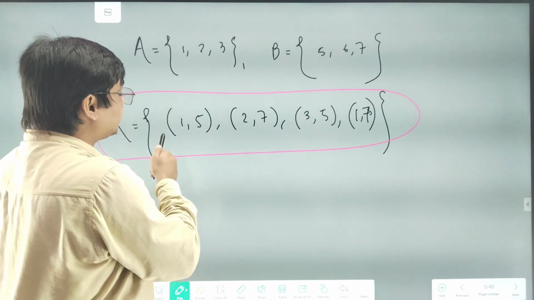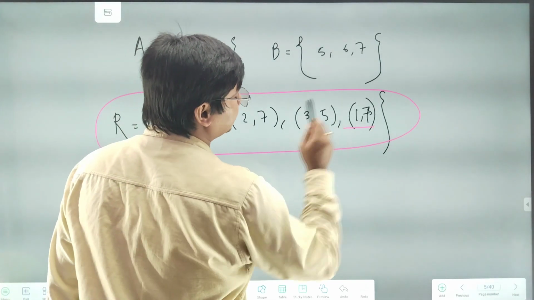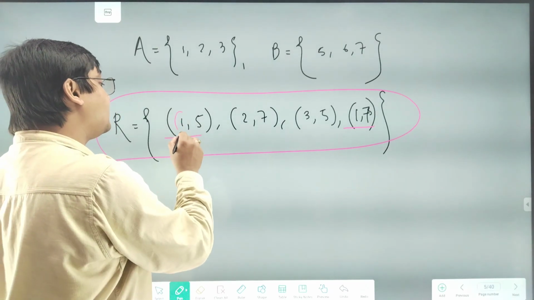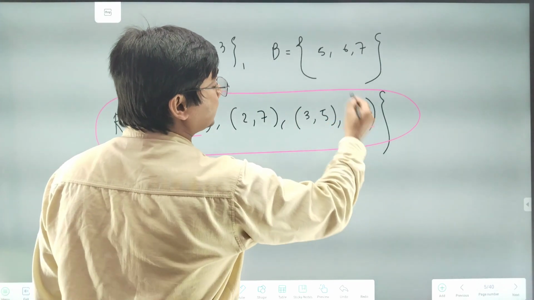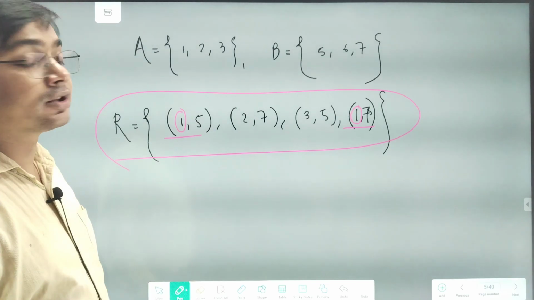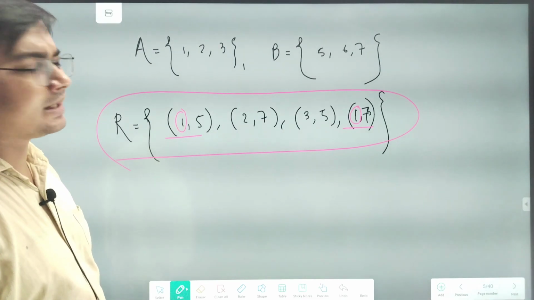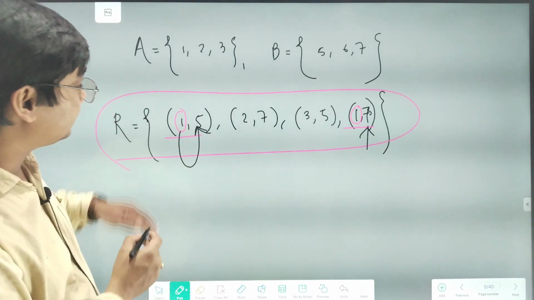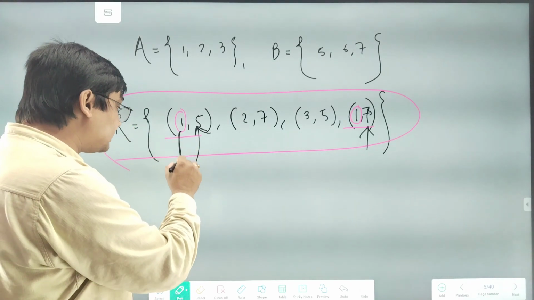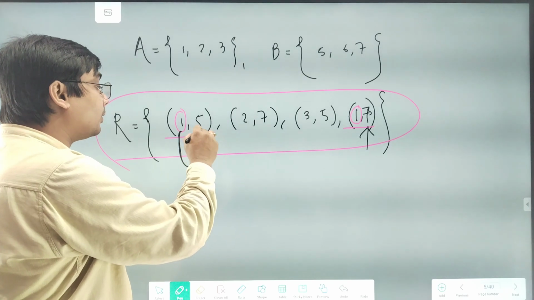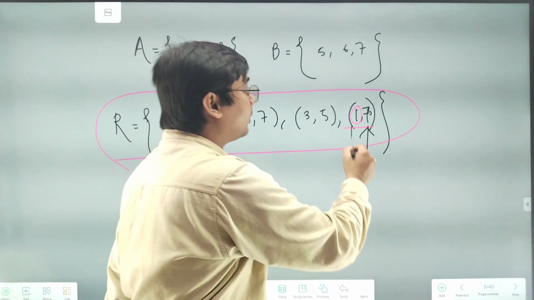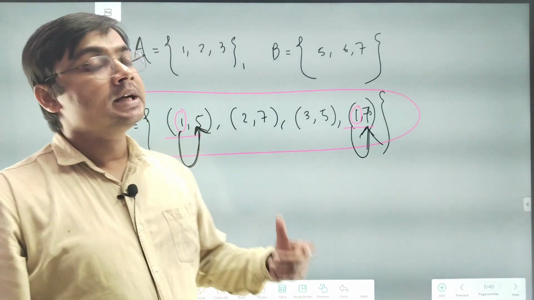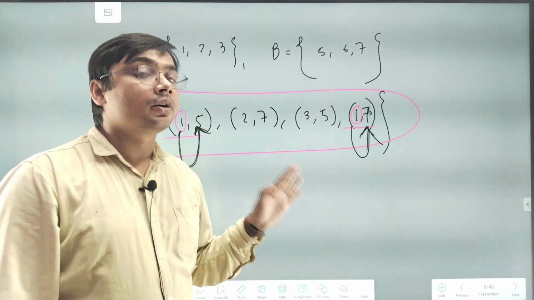Here you see this is an ordered pair, this is another ordered pair, but these two ordered pairs have the same first component, 1. So this is not a function. Yes guys, this is a relation but not a function. You see, the image of 1 is here 5, the image of 1 is here 7. That means 1 has how many images? 2 images. That means this is not a function.